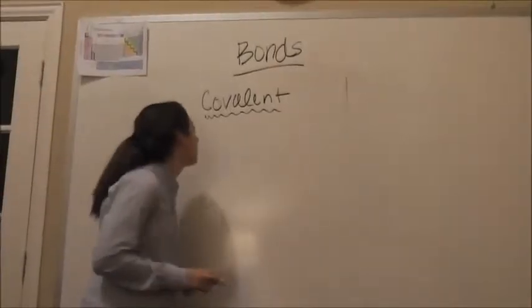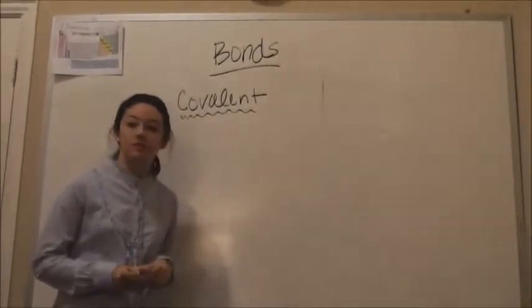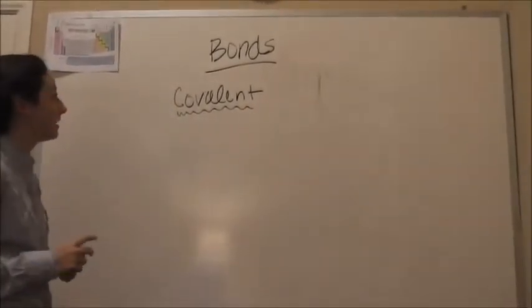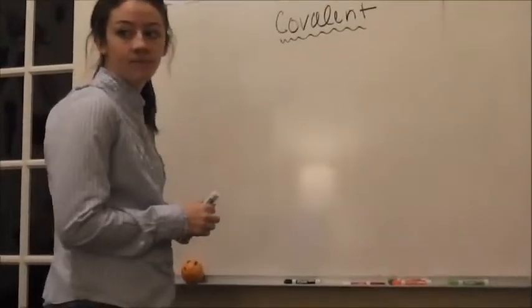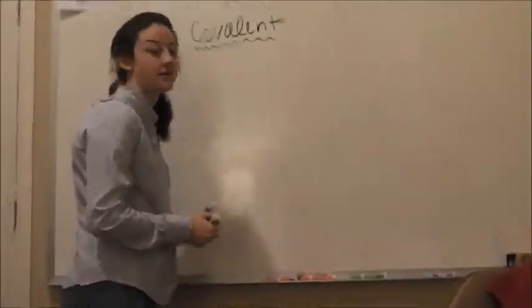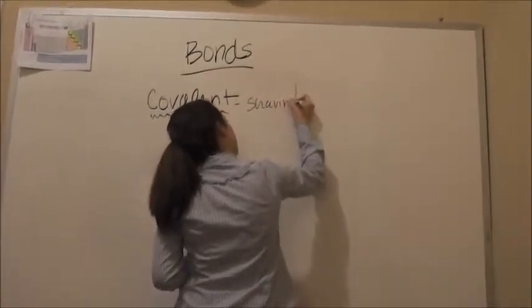So today we're going to talk about bonding and the different types of bonds there are. We know the atoms stick together, and there are 3 different ways that they do this. First way is covalent bonding. Covalent bonding is formed by the sharing of electrons.